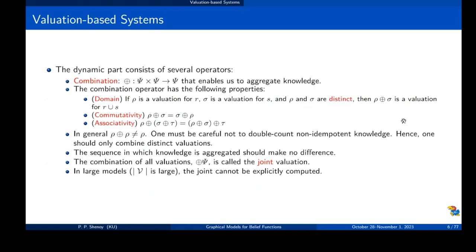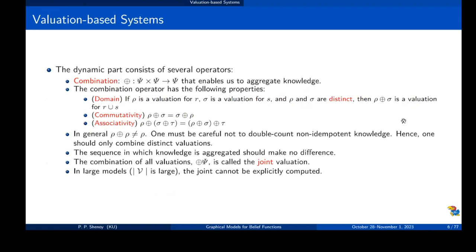And so we require that this combination operator is commutative. It doesn't matter whether you combine rho plus sigma or sigma plus rho, it's the same thing. And it's also associative, so it doesn't matter in what sequence you combine them. In general, rho plus rho is not rho, unless it's idempotent. But in general, it's not.